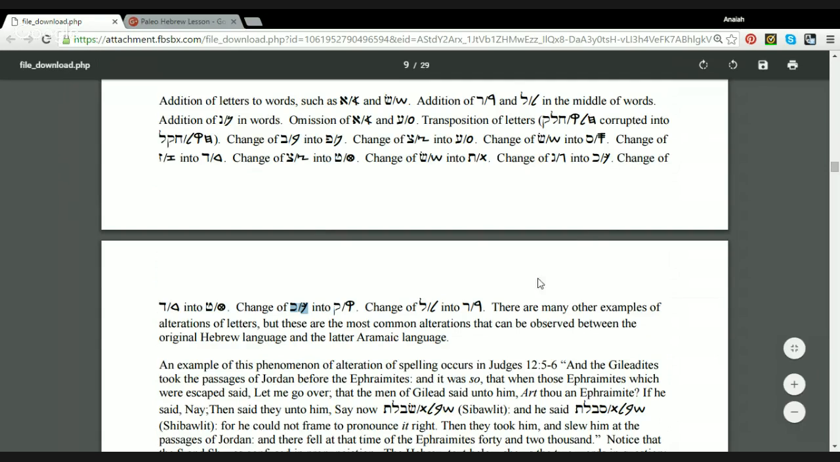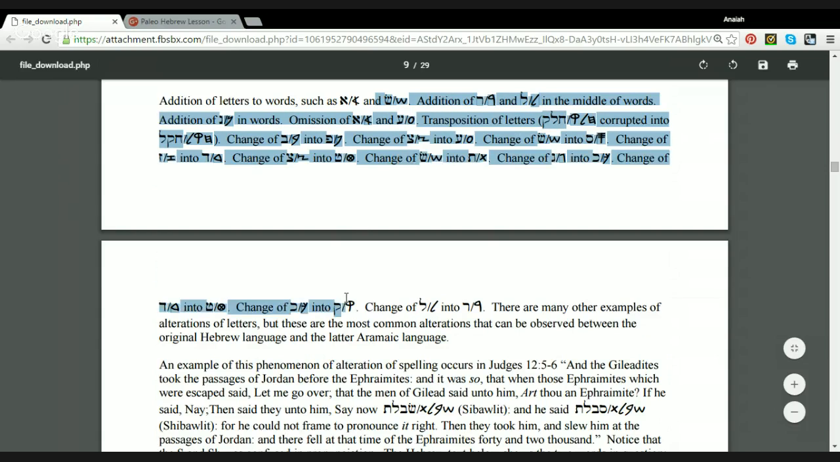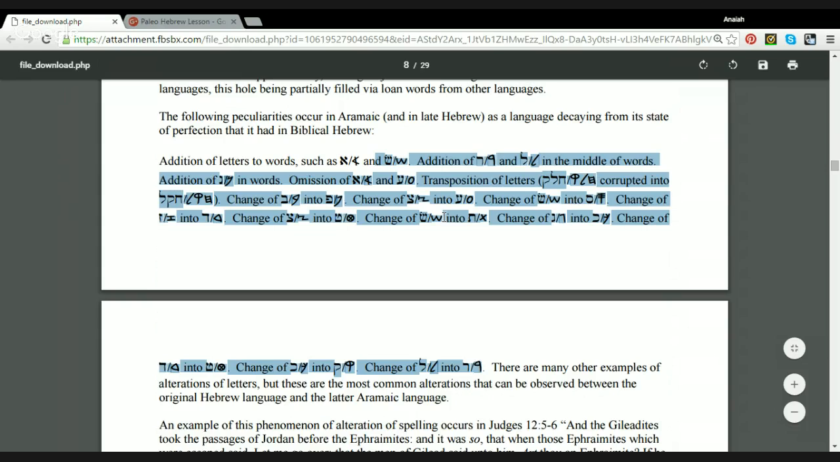So let's see here. I say there are many other examples of alterations of letters over time from the original Hebrew into the Aramaic and other dialects of Hebrew. But these that I gave are the most common alterations that can be observed between the original Hebrew language and the later Aramaic language. I got all these from grammar books that other people wrote, not myself. So I know this to be true from scholars who know the languages.